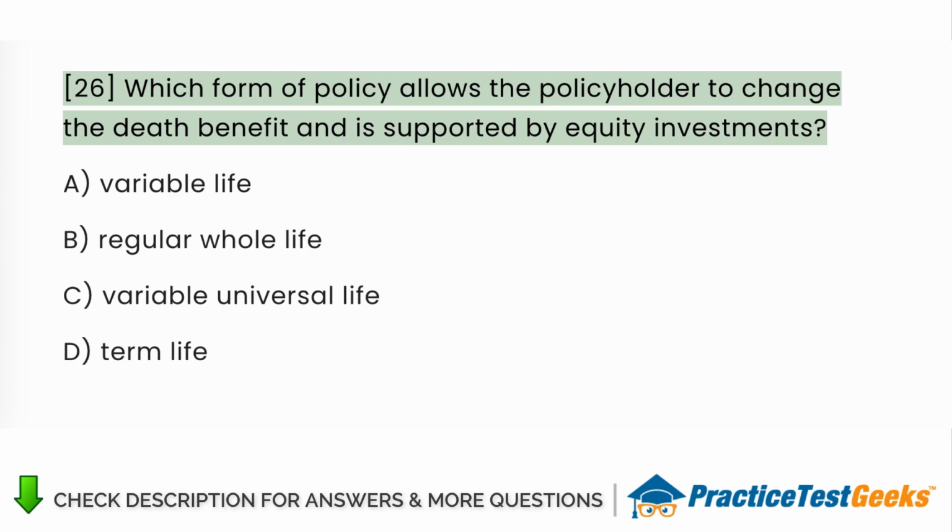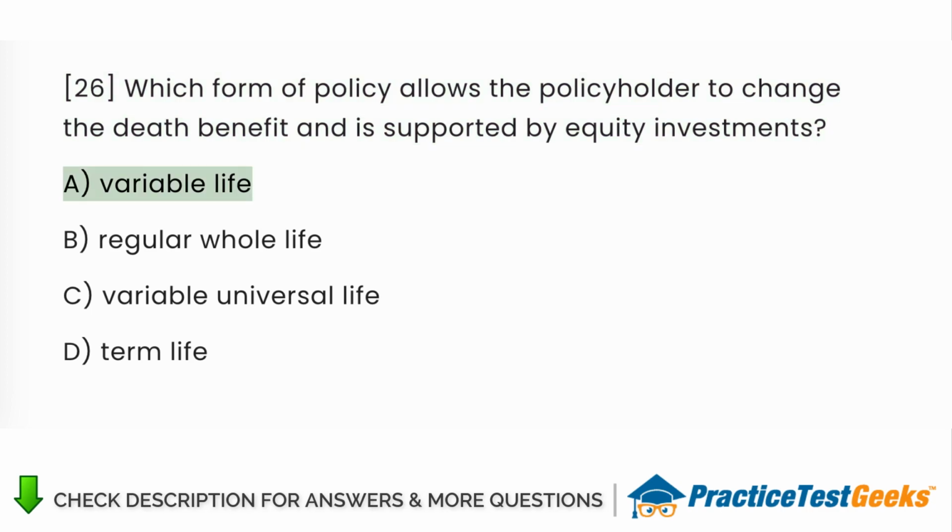Which form of policy allows the policyholder to change the death benefit and is supported by equity investments? A. Variable life. B. Regular whole life. C. Variable universal life. D. Term life.